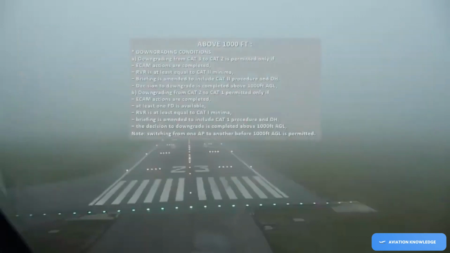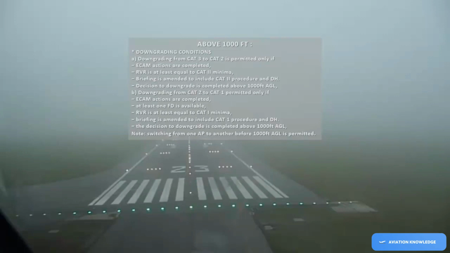Above 1,000 feet, downgrading conditions. A. Downgrading from Cat 3 to Cat 2 is permitted only if ECAM actions are completed, VR is at least equal to Cat 2 minima, briefing is amended to include Cat 2 procedure and DH, and the decision to downgrade is completed above 1,000 feet AGL.